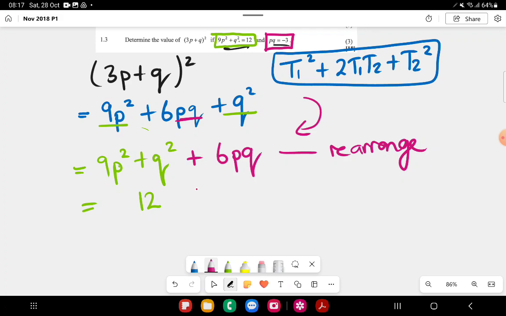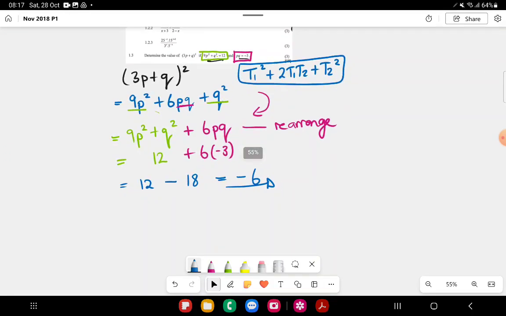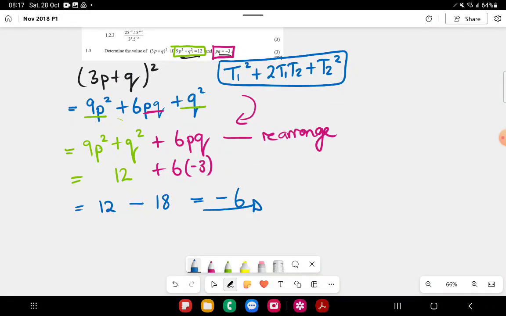Now I'm going to redo this and I'm going to say 6 times -3 because pq is -3. Now I can solve and I can say this gives me 12. Plus times minus is minus. 6 times 3 is 18. And 12 minus 18 is going to give me -6 as a final answer. And this is how we do question 1.3. So this is the end of question 1.